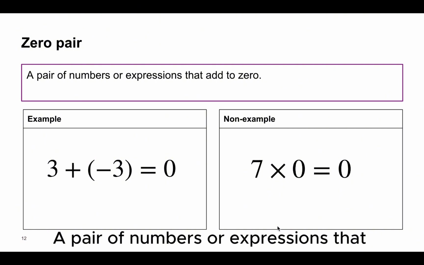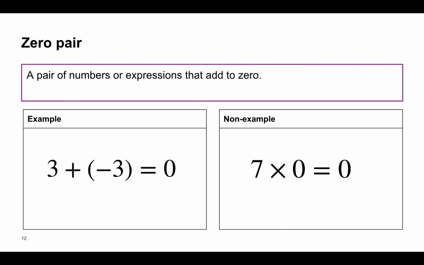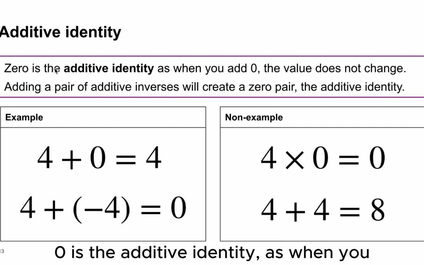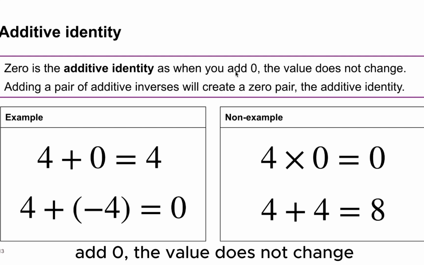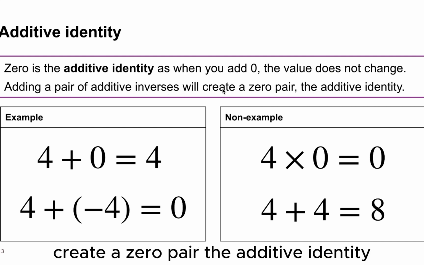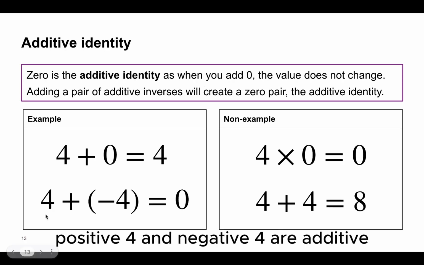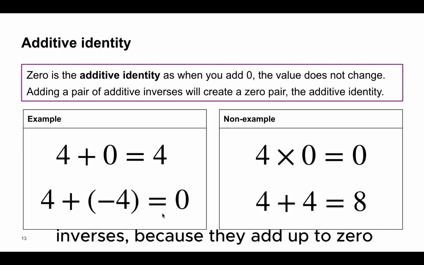A pair of numbers or expressions that add to 0 is called a zero pair. 0 is the additive identity, as when you add 0, the value does not change. Adding a pair of additive inverses will create a zero pair, the additive identity. For example, 4 plus 0 equals 4. The value does not change. Positive 4 and negative 4 are additive inverses because they add to 0.